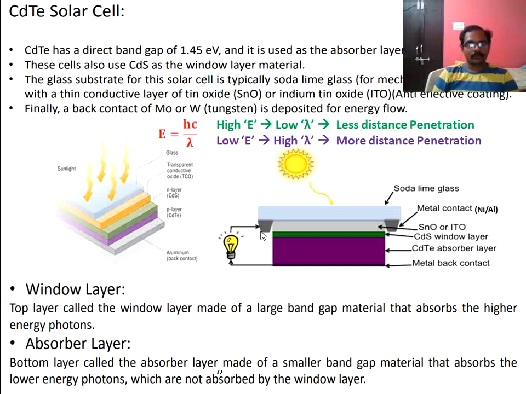Now, what is the advantage of it? So high energy, that is 1.58 electron volts, is the top band gap.